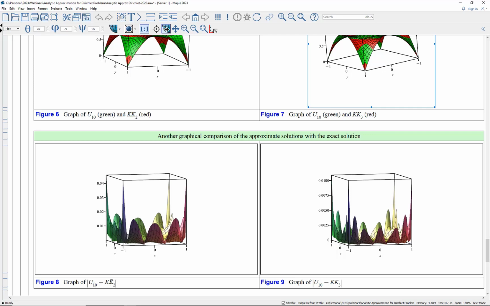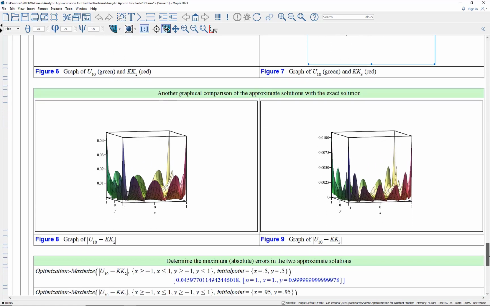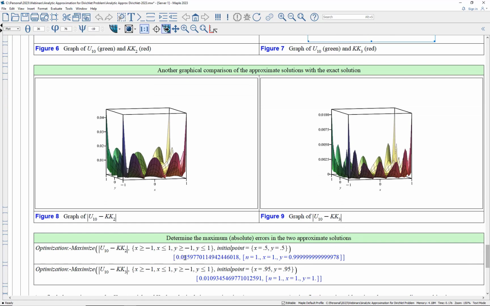exact solution, and the two-term approximation. And these spikes in the corners are on the order of 0.05. For the three-term approximation, it's on the order of 0.01. So you have a sense of how big the differences are.